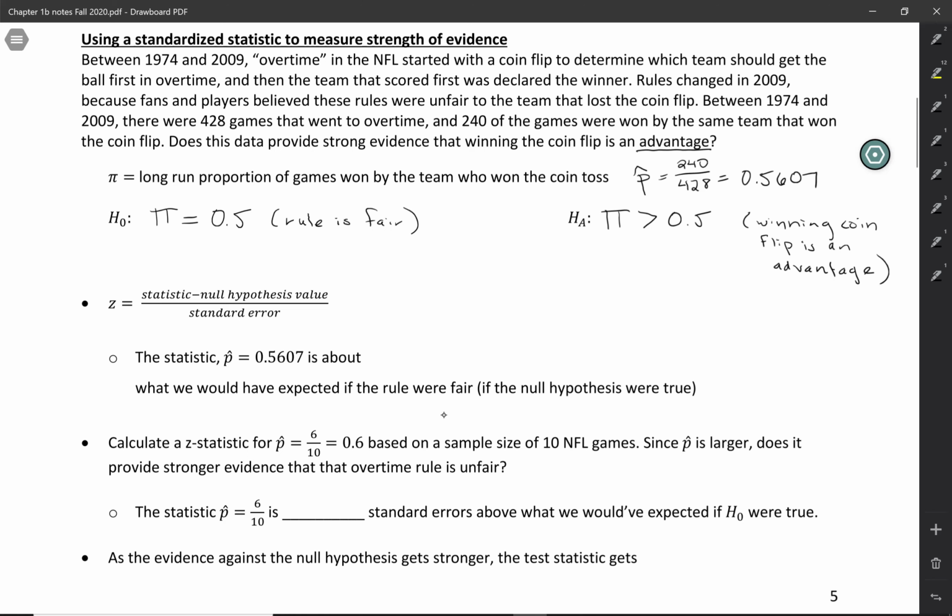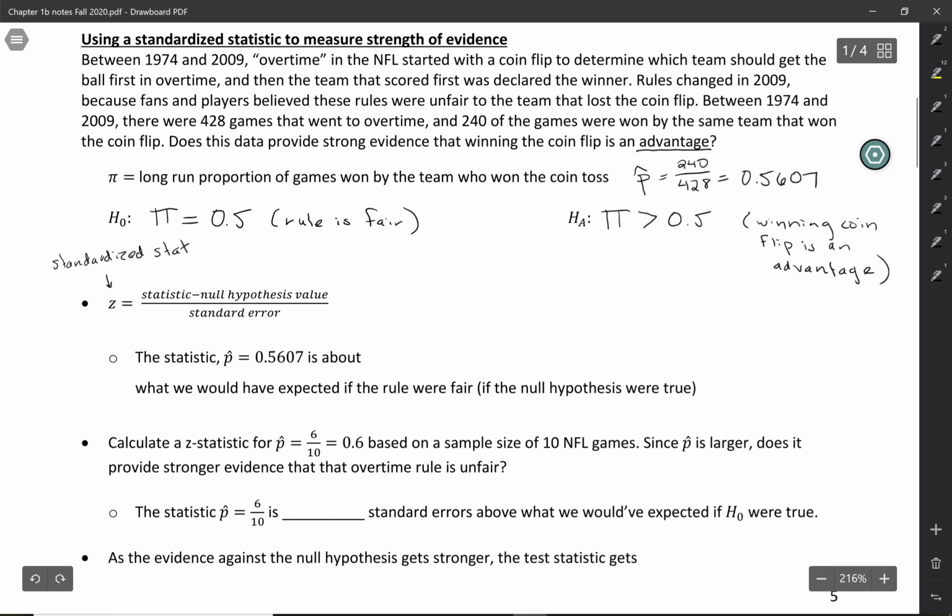So we already know one way that we can answer this question is to calculate a p-value. But here we're going to do something a little different. We're going to calculate a Z-statistic. This is also called a standardized statistic. And we'll see why in just a second.